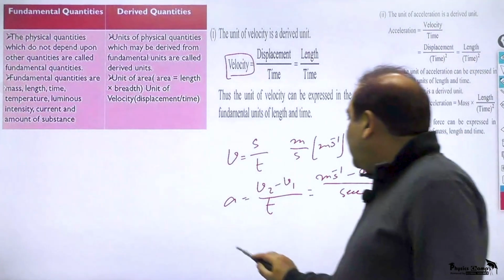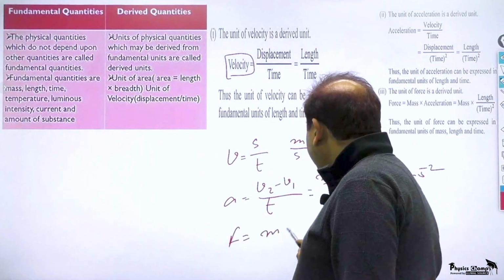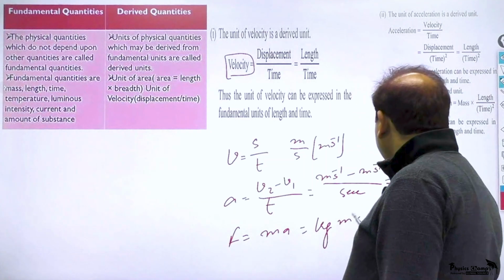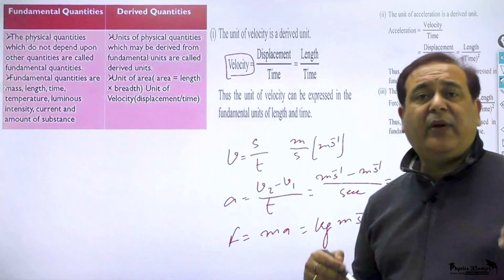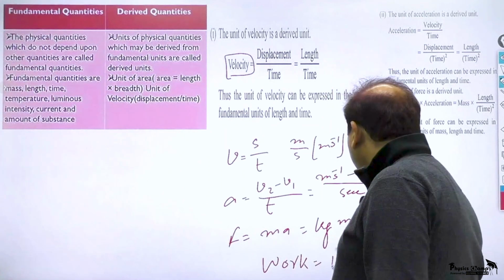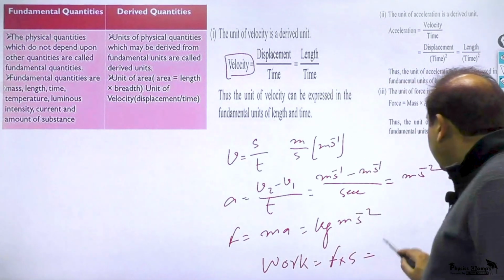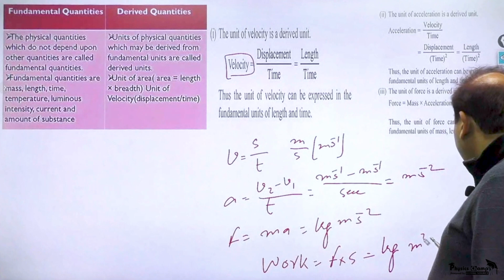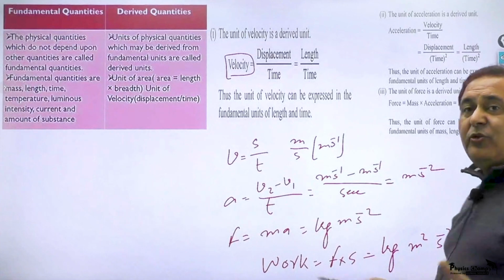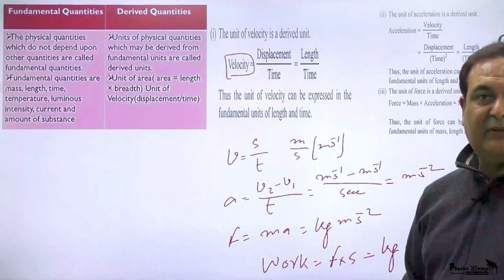We talk of derived unit of force, which is mass into acceleration. So it is kilogram meter per second square. We talk of derived unit of work that we have just written, joule. So it is force into distance. So it is kilogram meter square per second square. So that's how we have got all derived units. They are derived using the fundamental units.